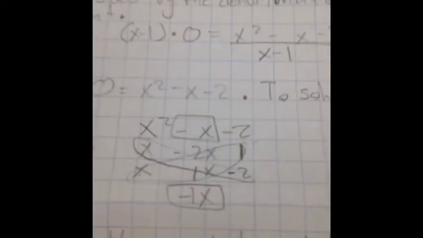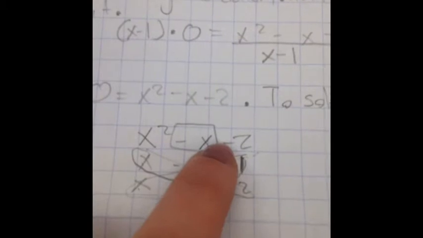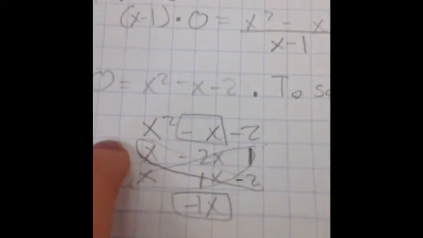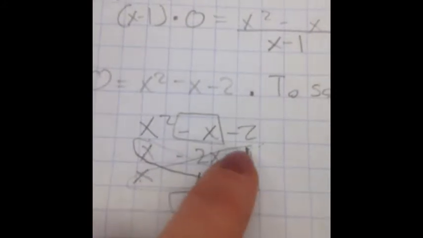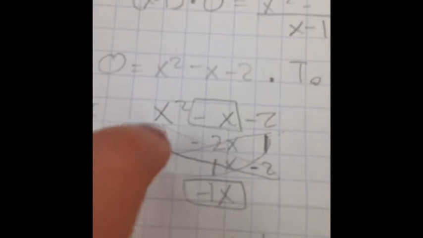Then you cross multiply, so you can see here x times x equals x squared, and negative 2 is 1 and negative 2, and so when we multiply negative 2 times x, we get negative 2x, and 1 times x, we get 1x, and when you add those together, you get negative 1x.